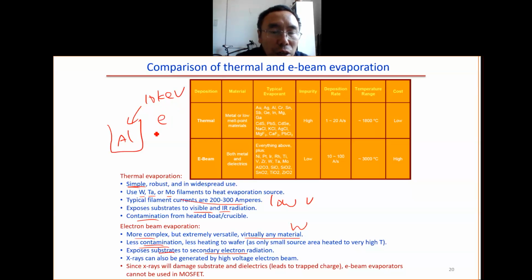10 kilo electron volt electrons will generate many secondary electrons, and will also generate X-ray. When we have high energy electron bombardment on the metal surface, we have X-ray. This X-ray is a big problem because X-ray can damage the substrate and dielectrics, leading to trapped charge. As a result, electron beam evaporation is rarely used. It cannot be used for the MOSFET because the trapped charge can modify the threshold voltage of the transistors.